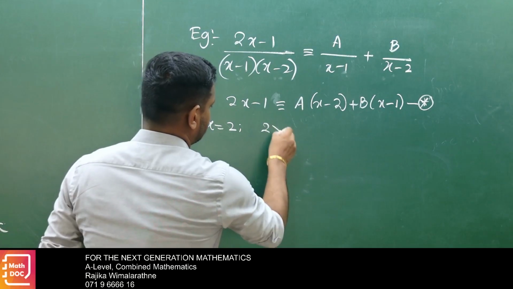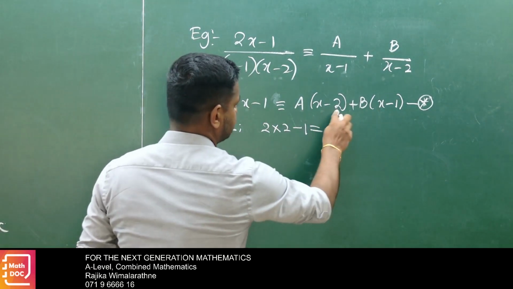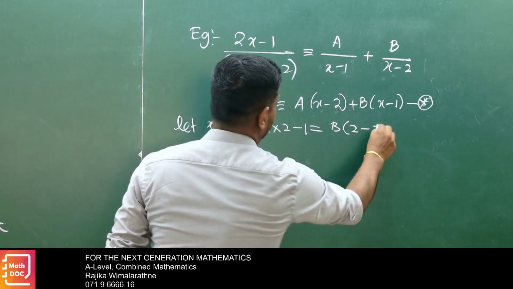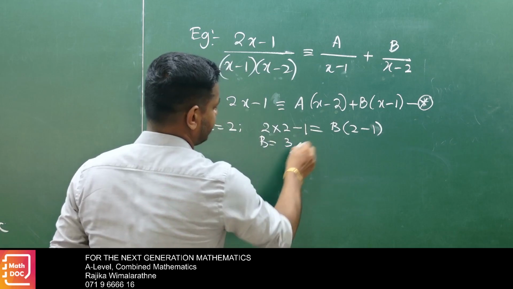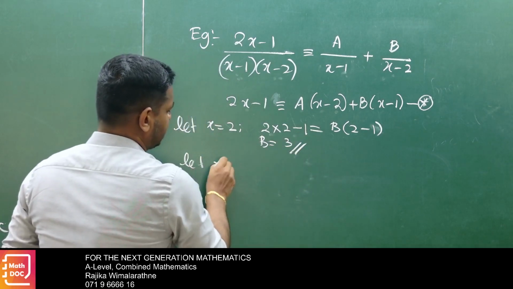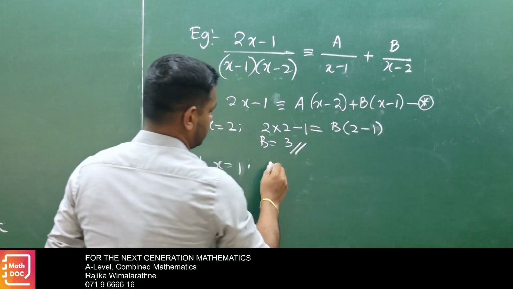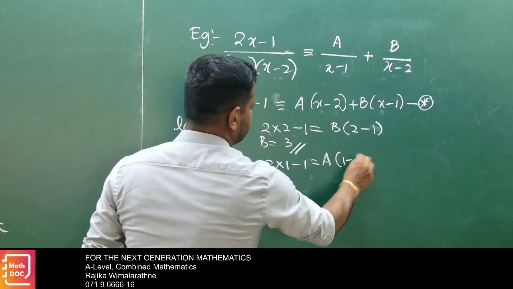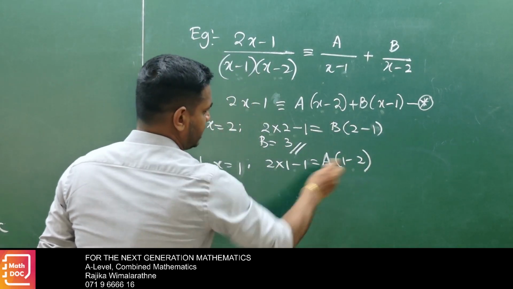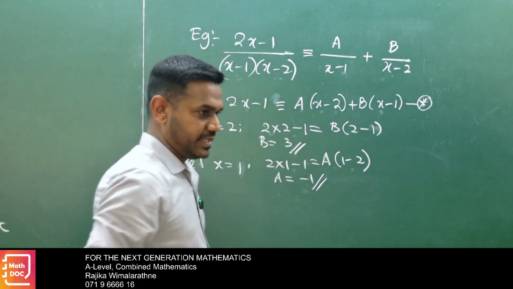Here 2 times 2 minus 1, here A becomes 0, 2 minus 1, then B value equals 3, no? Let x equal 2, let x equal 1 because of this factor. 2 times 1 minus 1, here A times 1 minus 2. Then here 1 minus 1, A value is minus 1. Likewise, you find A and B.